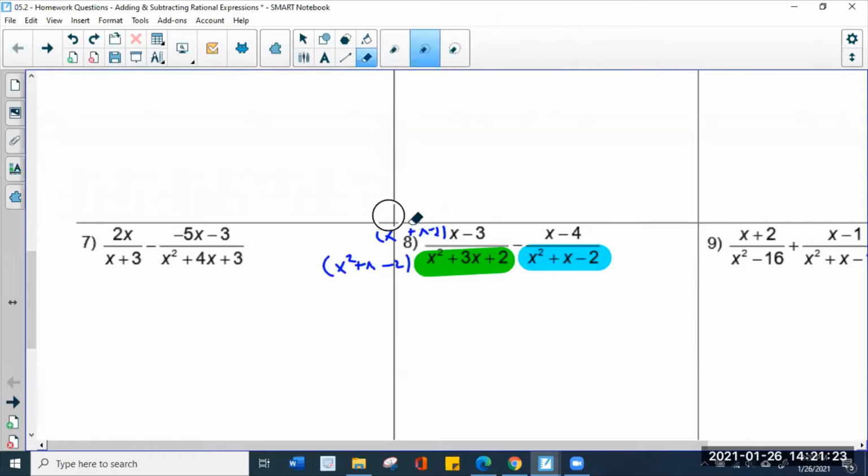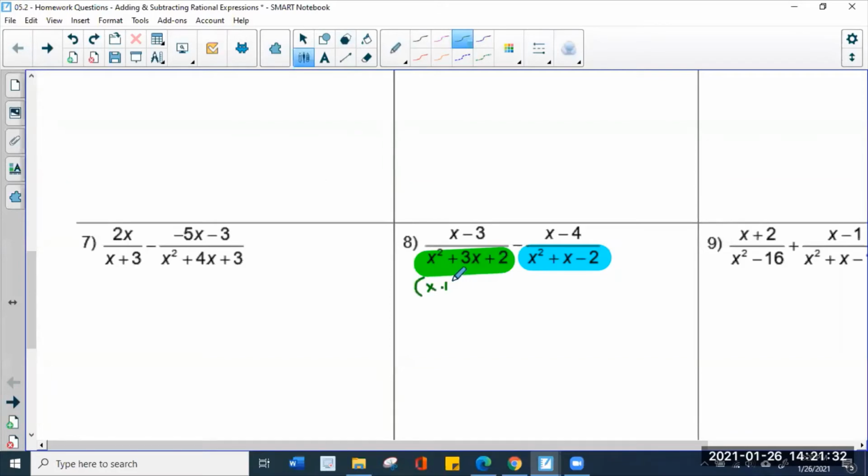So let me go through this problem in its entirety because it kind of encapsulates the other problems. I'll go back and look at those with you in just a minute. So like here, this one would be x plus 2 and x plus 1.